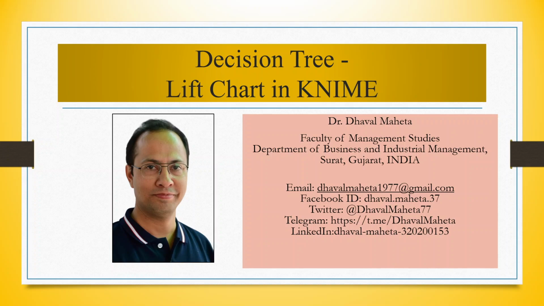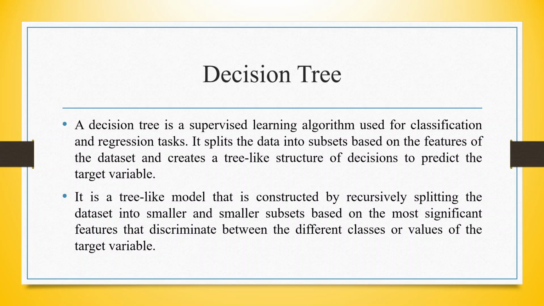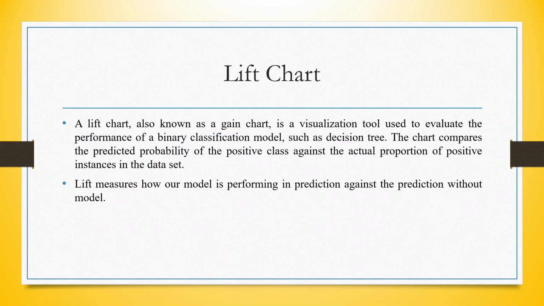This is Dr. Dhaval Maheta, and today we will understand how to generate lift charts using decision tree in KNIME. A decision tree is a supervised learning algorithm used for classification and regression tasks. It splits the data into subsets based on the features of the dataset and creates a tree-like structure of decisions to predict the target variable. It is a tree-like model that is constructed by recursively splitting the dataset into smaller and smaller subsets based on the most significant features that discriminate between the different classes or values of the target variable.